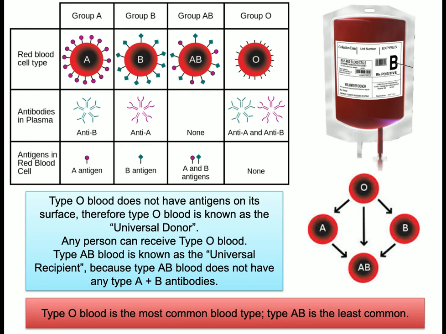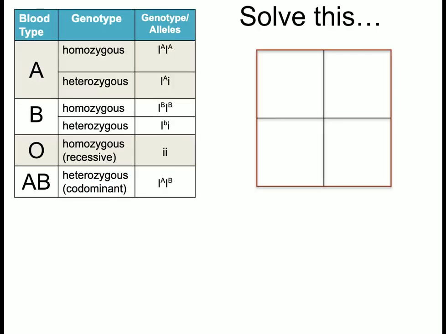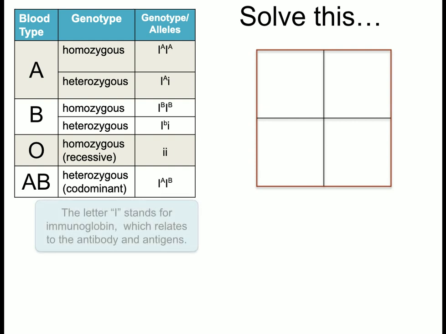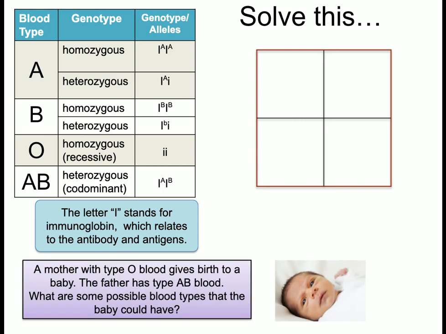Type O, the most common. A and B is the least common. You can try this out. This has to do with the little i, the symbol for antigens and antibodies, but we can try this one.